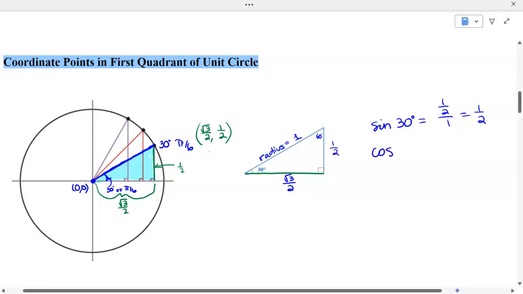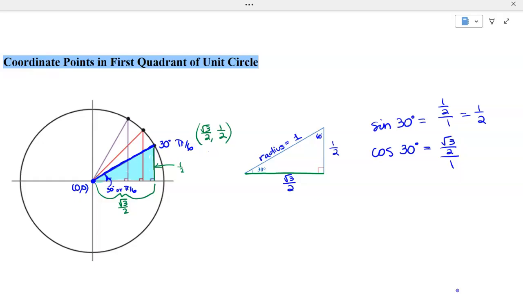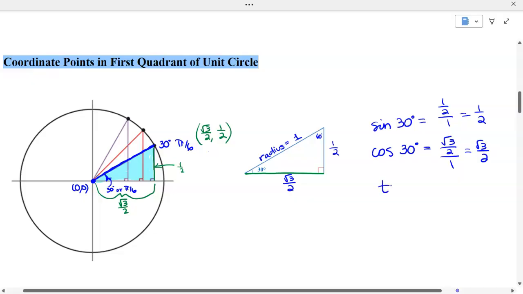If we look at the cosine of 30 degrees, it's going to be our adjacent over hypotenuse, which is the square root of 3 over 2, all over 1, which is just going to give you the square root of 3 over 2.